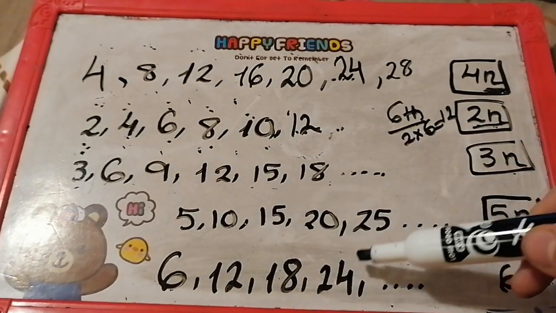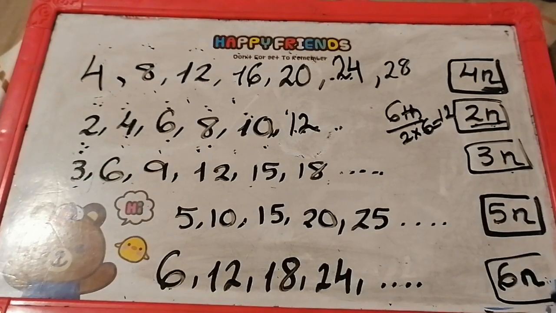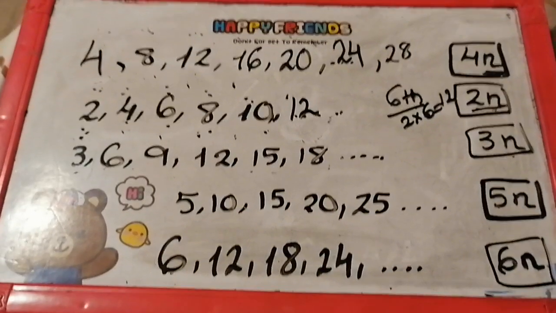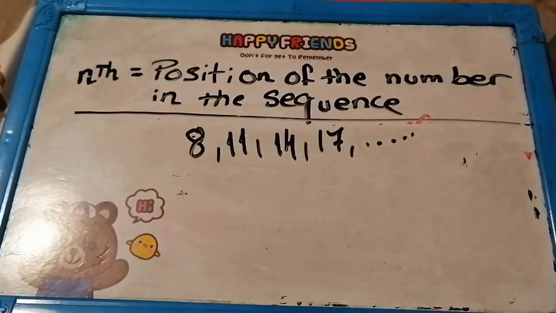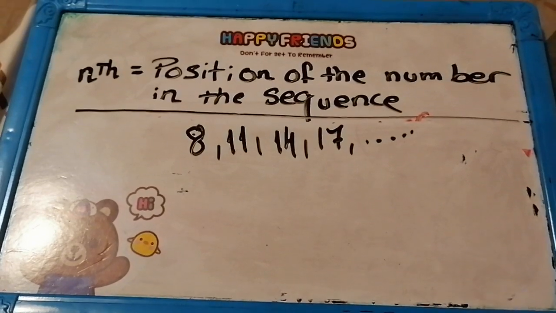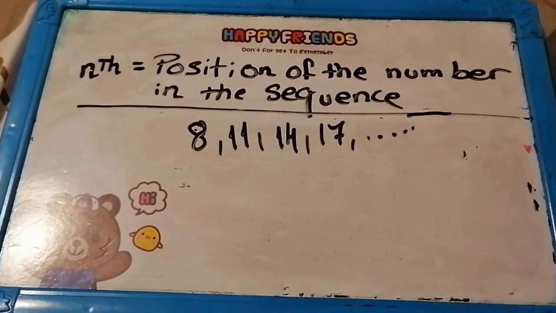What about this one? 6, 12, 18, 24, and so on. So this is a sequence counting by 6. So the formula is 6n. I think this part is really simple and really clear. Okay, let's get started with another sequence, so that you write the formula for it.